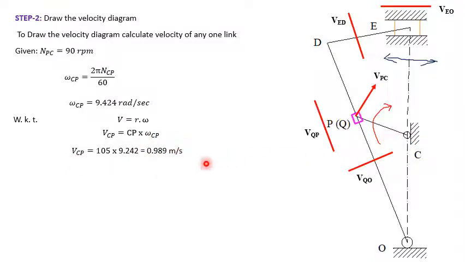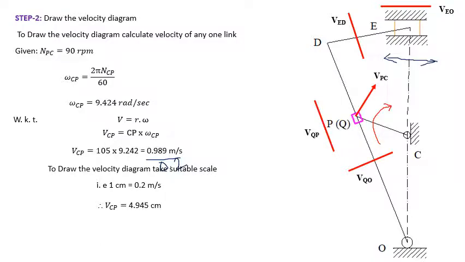As it is difficult to draw the velocity diagram using this value, we have to take a suitable scale. We are taking 1 centimeter equals 0.2 meter per second. Therefore, this becomes 0.989 divided by 0.2. Therefore VCP becomes 4.945 centimeter.